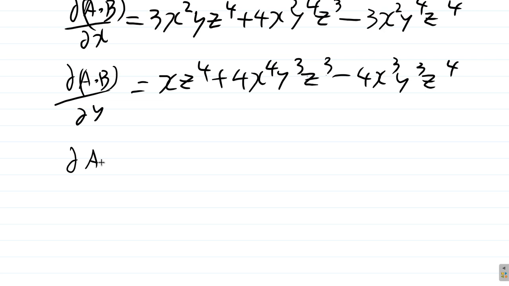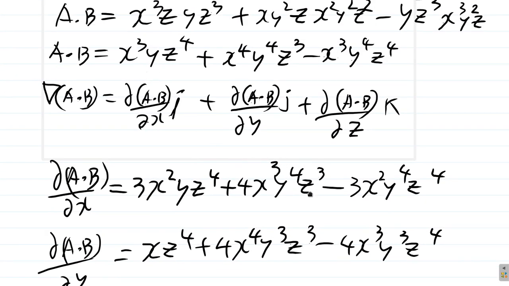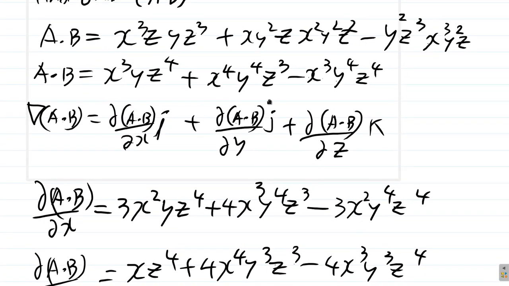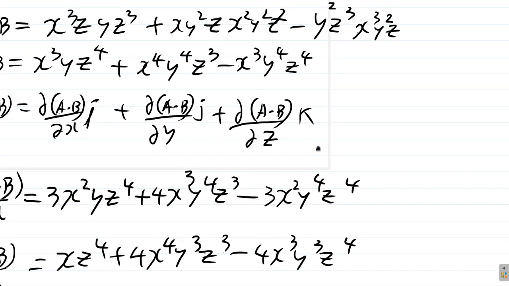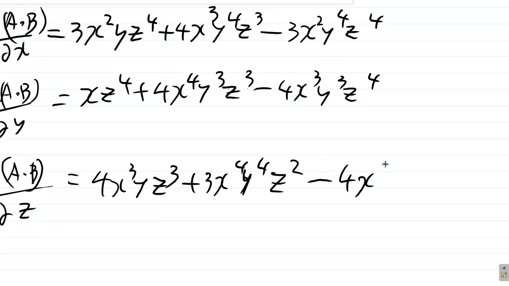Then what is partial of A dot B by partial z? Differentiate with respect to z now. You have 4x cubed y z cubed, plus 3x to the 4 y to the 4 z squared. I think these are minus now, no? Alright. Minus 4x cubed y to the 4 z cubed. Alright, see that?